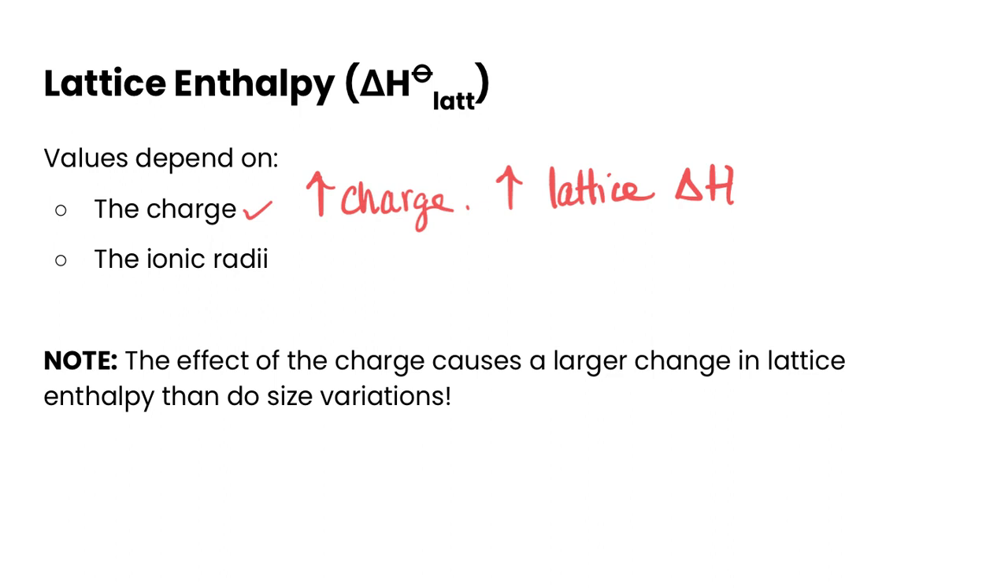Lattice enthalpy is also larger for smaller ions. So as the ionic radius goes down, the delta H of lattice will go up. But the ionic radius itself is more of a minor factor than the charge. So the effect of the charge causes a larger change in the lattice enthalpy than do size variations.